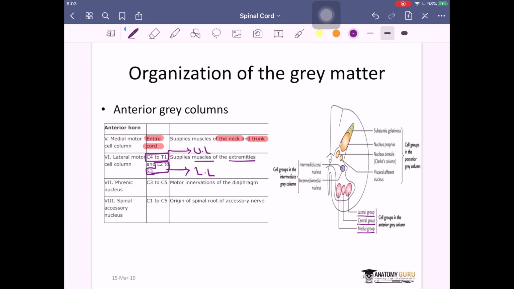Now the central group, here is the central. This is again made up of, here it is showing two, they both are central, but actually it has one more. The function is not known, so it is not shown. There is the phrenic, the spinal accessory, and one more called the lumbosacral.